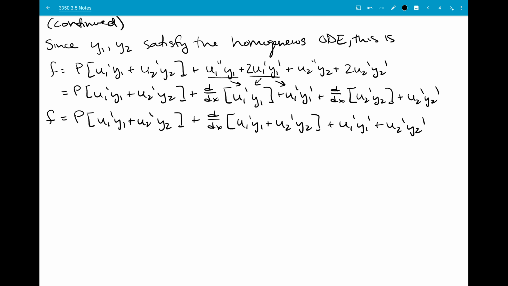So now what I have is an equation where I would know what p is, I would know what y1, y2 are, and I would know what f is. And then all I have is kind of a differential equation for u1 prime and u2 prime. What I'd like to be able to do is find a way to solve for u1 and u2.